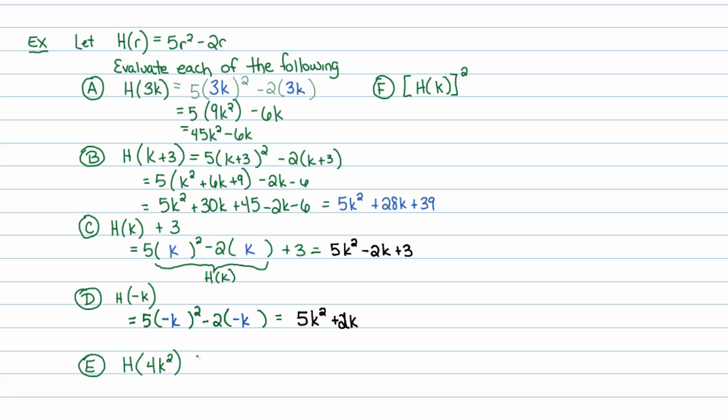Finally, well, actually not finally, we have f up above there. We're being asked to evaluate h of 4k squared. It's actually not going to be much different from the other ones. We have 5 times something squared minus 2 times something. Those somethings were r's before, but now they are 4k squareds.